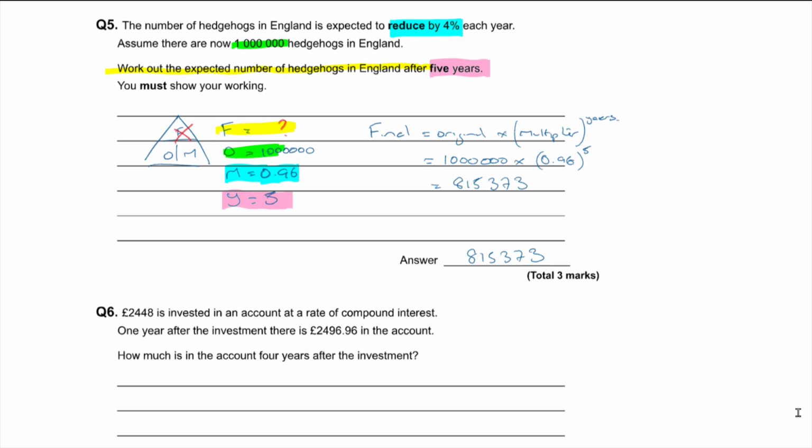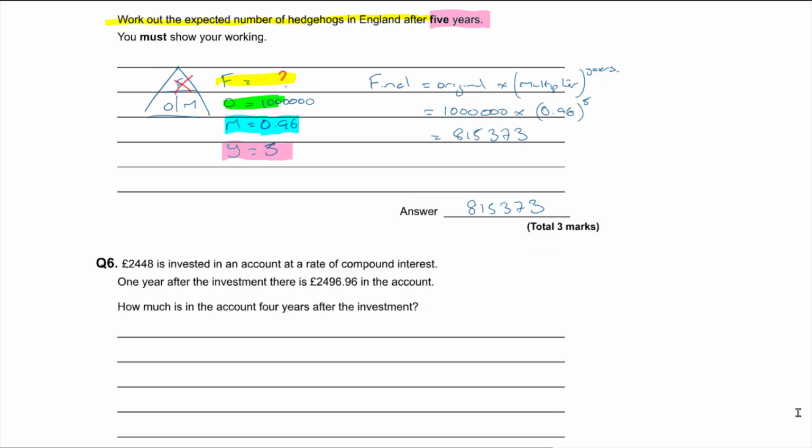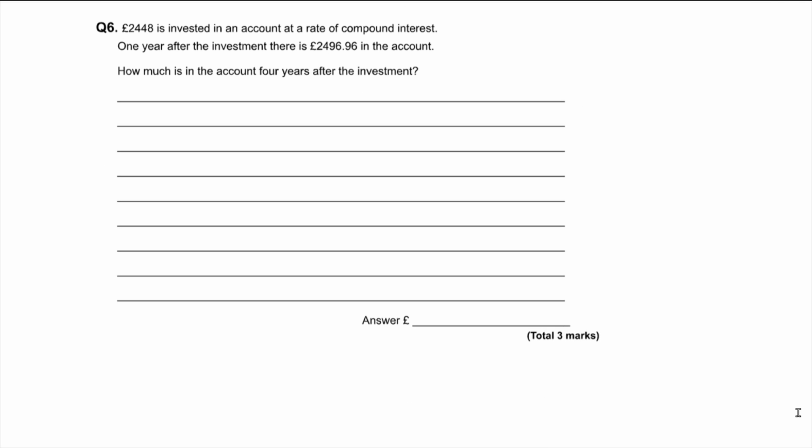Right, question 6. £2,448 is invested in an account at a rate of compound interest. 1 year after the investment, there is £2,496 and 96 pence in the account. How much money is in the account 4 years after the investment? Right, we've got 2 steps to this problem. I'm going to need more space. Okay, so I've got 2 steps to this problem.